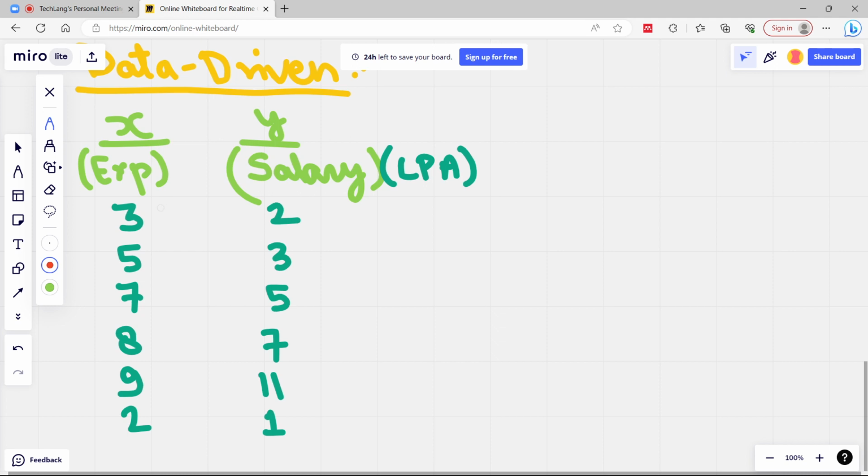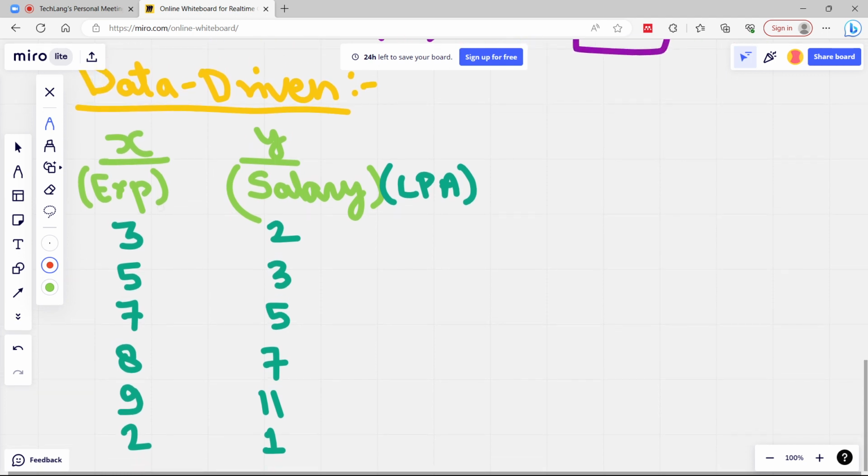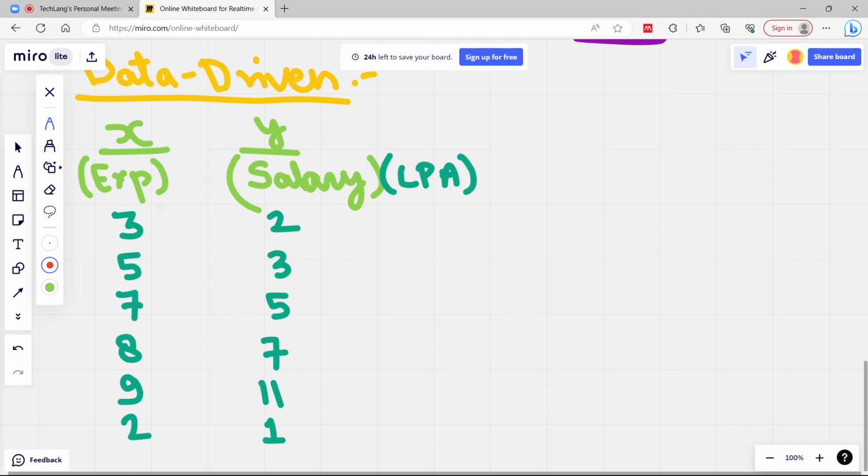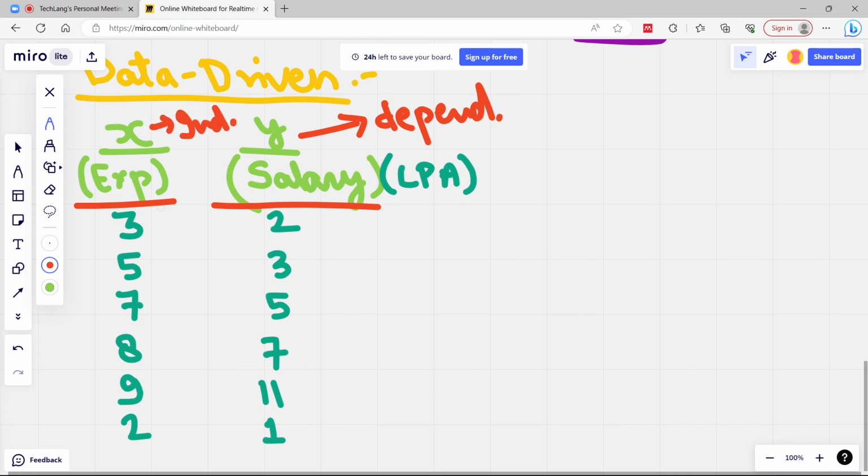So let me recap again. We have only this data set. In the data driven world, you have only a data set, in a CSV file or an Excel sheet, with experience and salary only. This is the dependent column, right? This is called the independent column. Why?